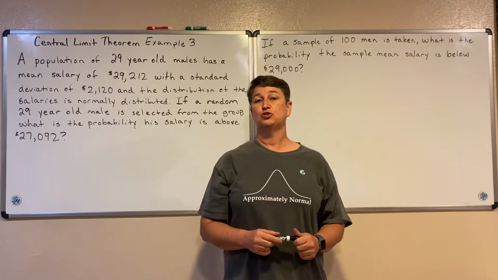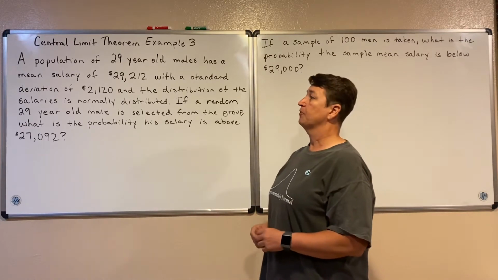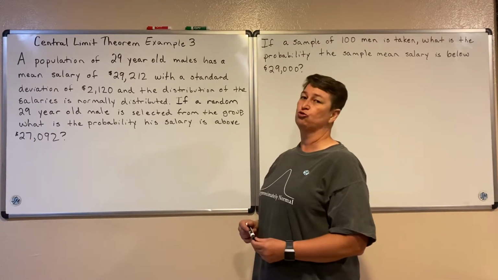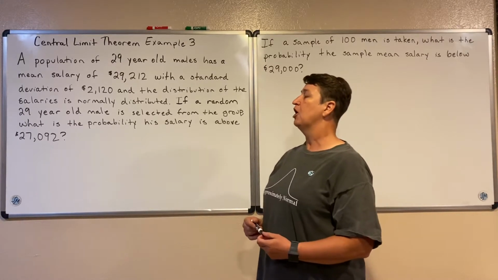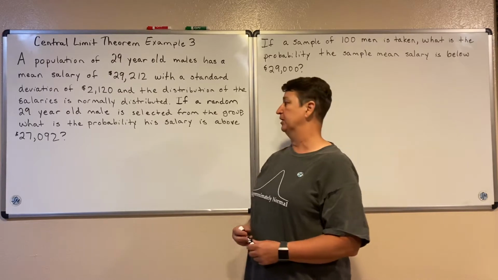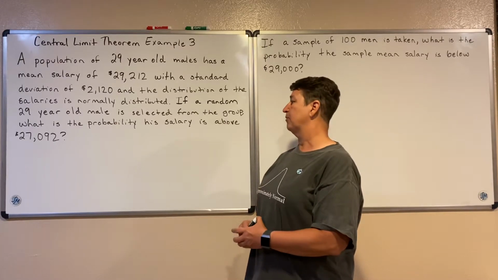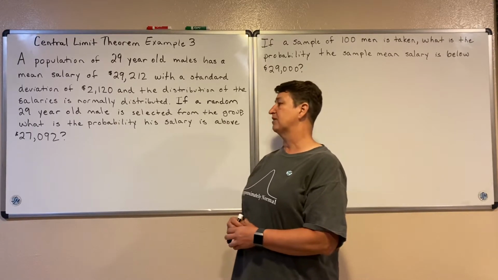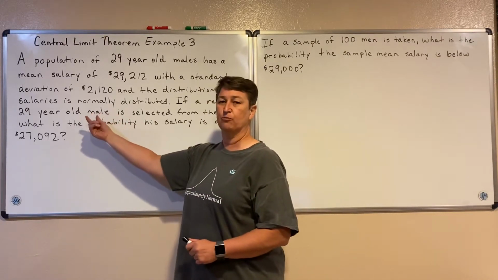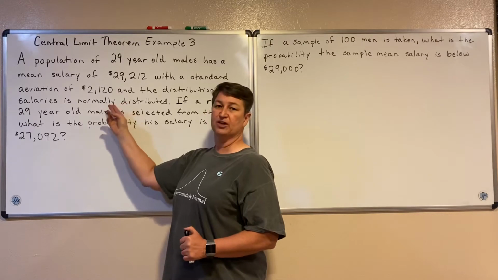Let's use normal distribution and central limit theorem to solve a couple of problems. First, a population of 29-year-old males has a mean salary of $29,212 with a standard deviation of $2,120, and the distribution of the salaries is normally distributed. If a random 29-year-old male is selected from the group, what's the probability his salary is above $27,092? So this particular male that we're selecting from the group is part of this distribution of normally distributed data.